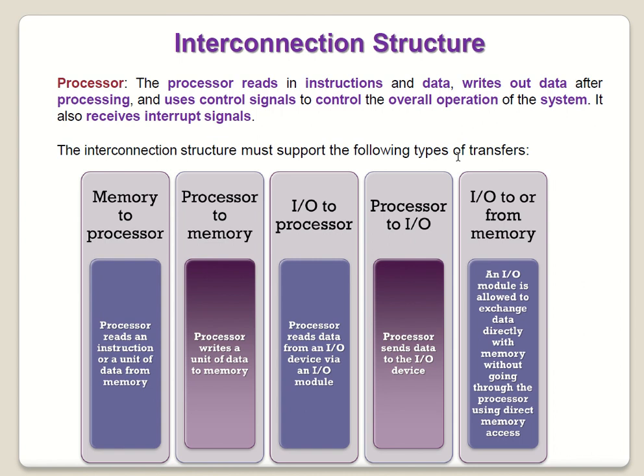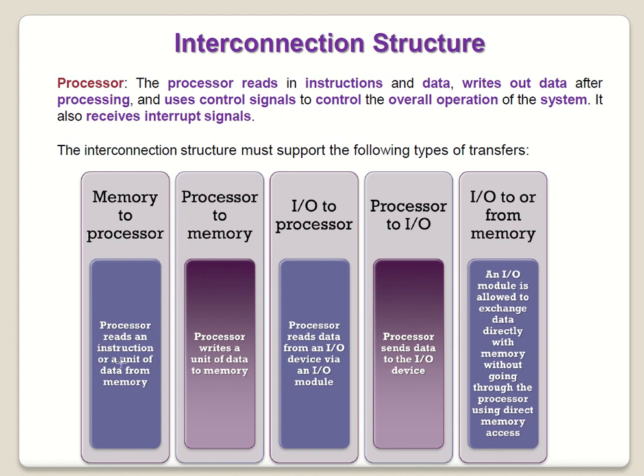The interconnection structure is the communication between the three main modules of the computer system. There is some transfer between the modules, from here to there, there to here. So what are the possible types of transfers? These are the five possible types of transfer. Maybe the data moves from memory to processor, or the data may move from processor to memory, or the data may move from IO to the processor, or from processor to IO, or the last one, IO to or from memory. Okay, let's see one by one.